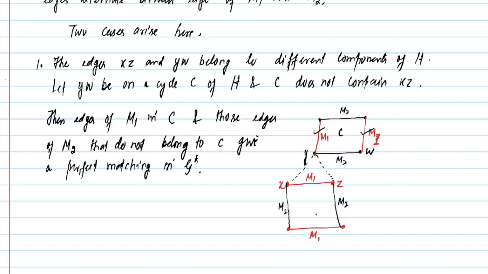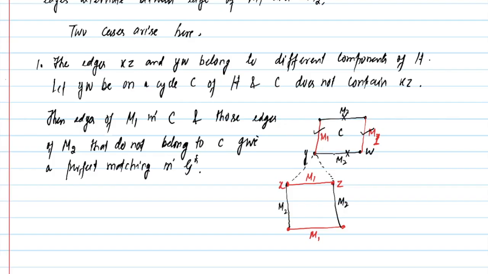So in order to construct this matching, we will pick up all the M1 edges of C and all the M2 edges of the remaining part, that is, except these two edges from M2. So picking up all the red edges from this cycle C, then deleting these two M2 edges from C and taking all the M2 edges from the remaining graph H will give us a perfect matching in G star. Now we can see the way we have constructed this matching by taking these M1 edges from C.